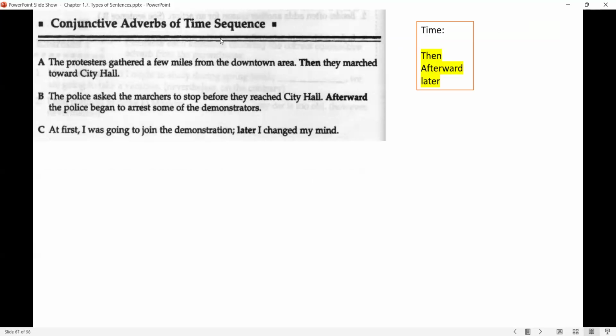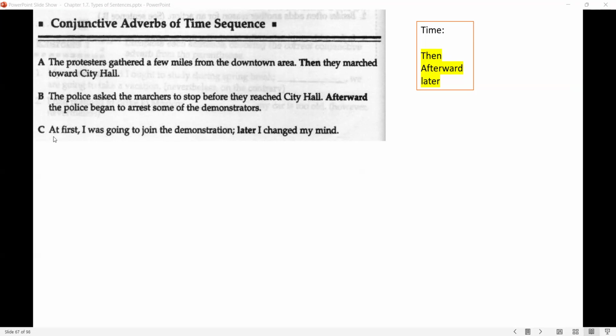The next set is related to time, conjunctive adverbs of time sequence. There are only 3 in my list: then, afterwards, and later. Example A, the protesters gathered a few miles from the downtown area, then they marched towards City Hall. Example B, the police asked the marchers to stop before they reached City Hall. Afterward, the police began to arrest some of the demonstrators.